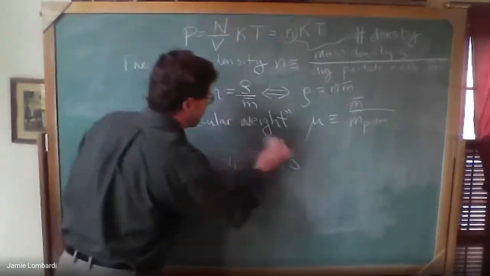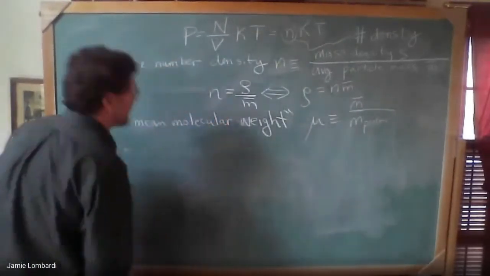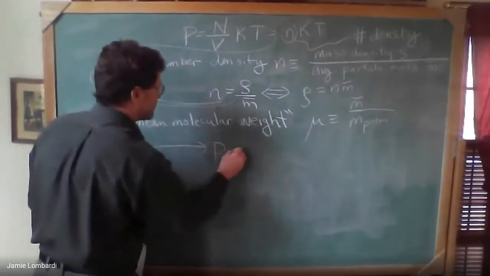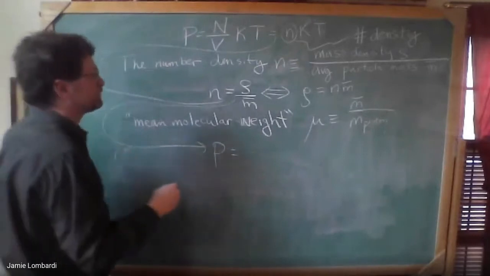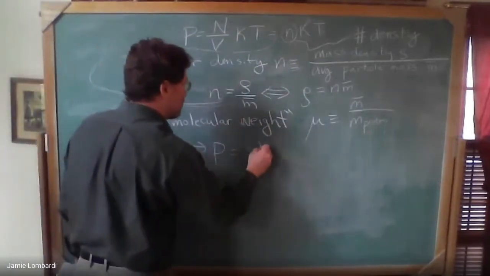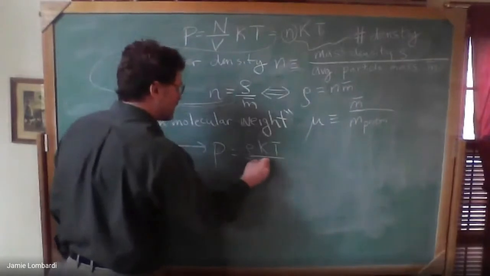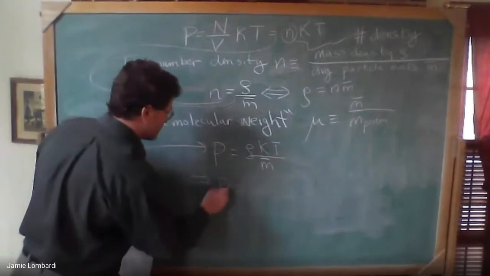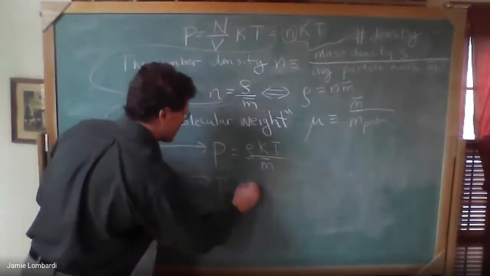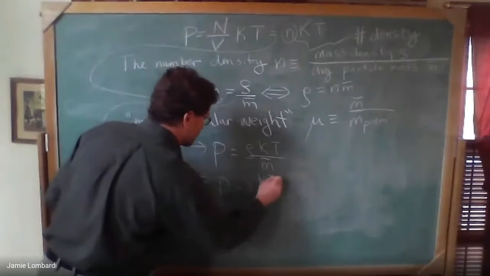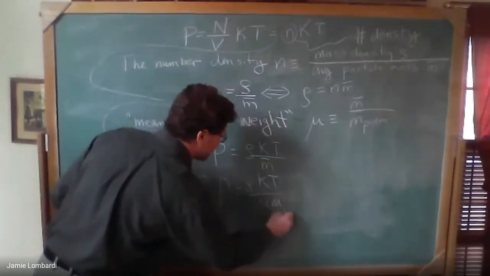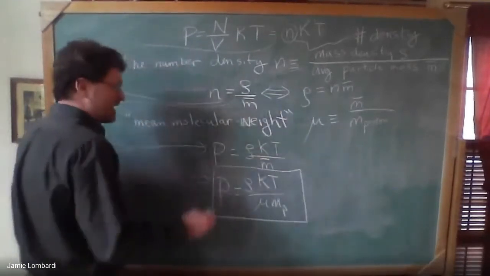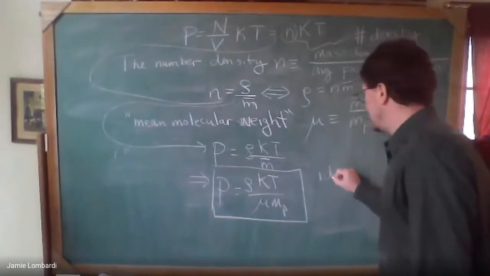So if you look at the top of the board and this expression for n, we can combine these two things, right? P is equal to, for n, we write rho over m bar. And for m bar, we could write that as mu times the mass of a proton. And this is our final expression for the ideal gas.